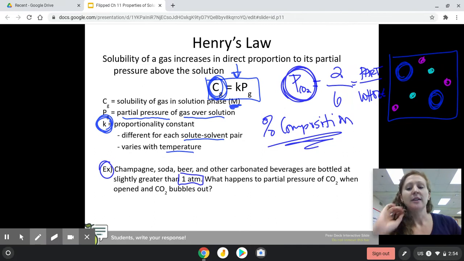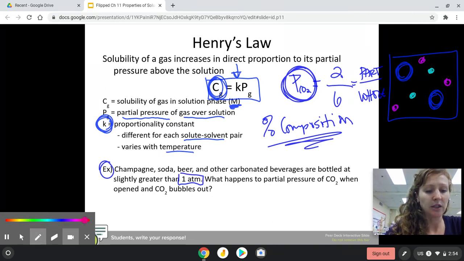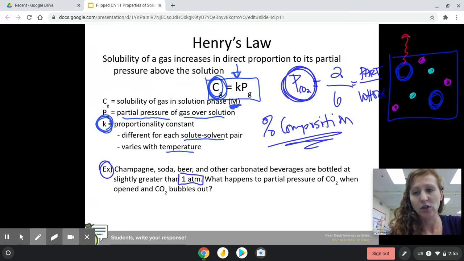bubbles out? So take a minute, pause the video, and think about it. Is partial pressure of carbon dioxide going to increase or decrease? Okay, and hopefully what you said was the partial pressure of carbon dioxide inside the beverage is going to decrease. As you lose carbon dioxide, we can think of our little molecule model over here. If we take one of these carbon dioxides and it bubbles out and it's no longer in our solution, now we have less carbon dioxide compared to the whole, and our partial pressure is going to decrease.